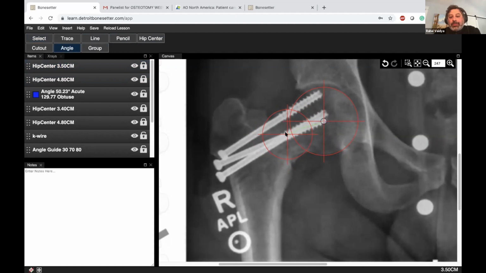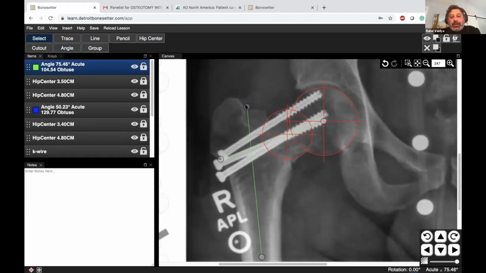Let's go to angle. And I'm going to go from the center to the center and over here. And I'm going to do another one down the shaft. And what we've got there is about 70 degrees on that side. And we're going to keep that over here. That's an acute angle. So sorry, about 107, 110 degrees and 130 on the other side. And so that's about a 23, 24 degree neck shaft angle difference.